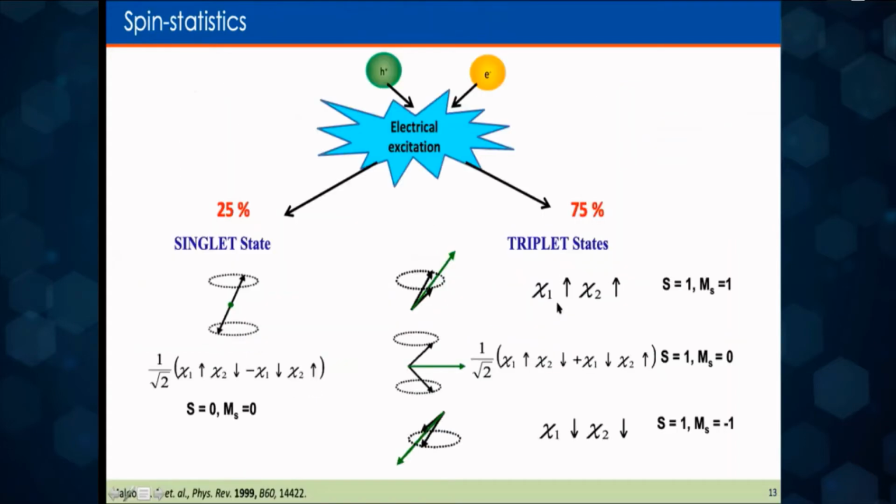Let's look at the spin statistics now. This is a major challenge in organic LEDs. Here, what happens? You inject a hole and an electron, which I talked about in the previous slides. So simply look at the spin statistics here.